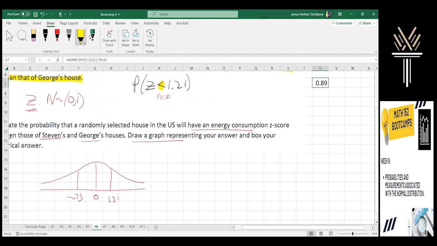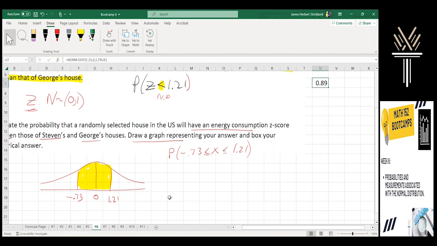And to show what we're calculating, we just draw and shade the area between them. This is what we want. We want the answer between these two bars. Well, if you want a probability that goes from negative 0.73 up until 1.21, and of course, since it's between, we have two values, we're going to do the probability of big minus small, right? Yeah.